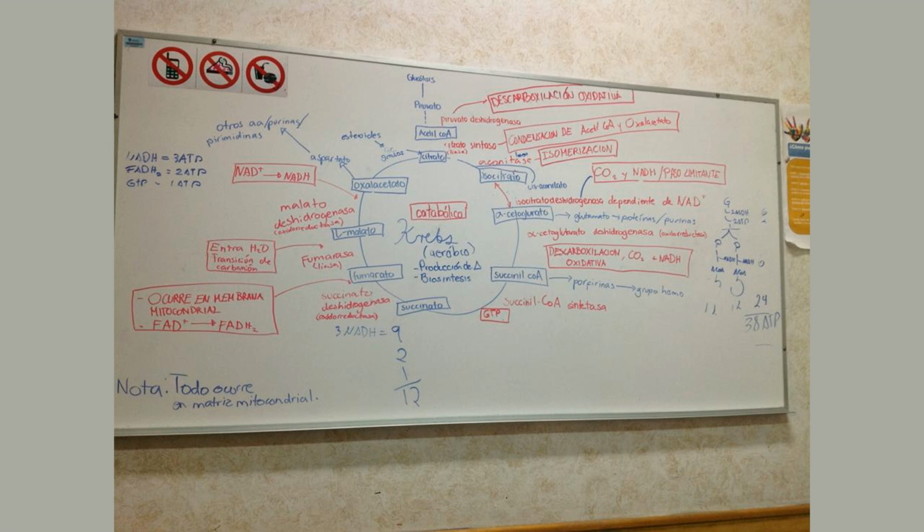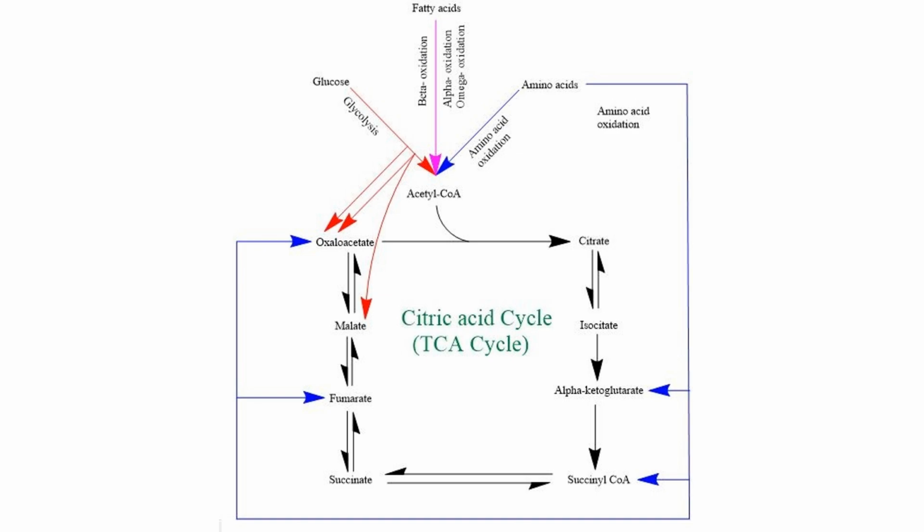The citric acid cycle, also known as the Krebs cycle, is the second stage of cellular respiration. It occurs in the mitochondria of the cell and is a series of chemical reactions that further break down the pyruvate molecules produced in glycolysis. The first step of the citric acid cycle is the conversion of pyruvate into acetyl-CoA. This process generates NADH and carbon dioxide as byproducts. The acetyl-CoA then enters the citric acid cycle, where it combines with oxaloacetate to form citrate.